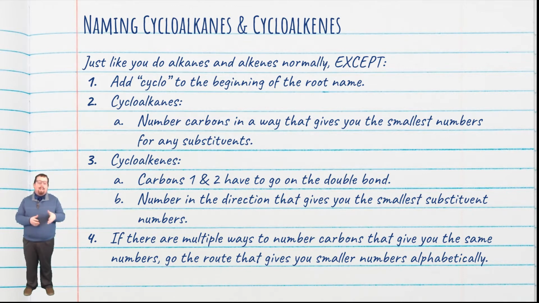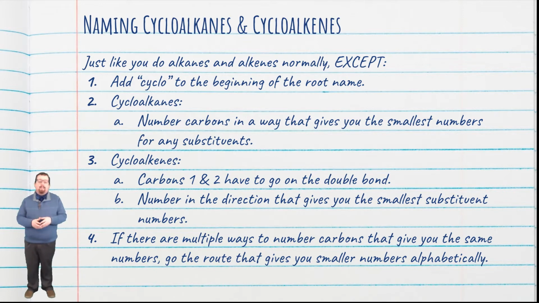For cycloalkanes, you start the numbering where there's a substituent. If there's more than one substituent, go whichever way will give you the smallest number for all of the substituents. For cycloalkenes, you have to start numbering on one of the carbons in the double bond. From there, you go to the other carbon on the double bond. Pick these 2 carbons as 1 and 2 in a way that'll give you the smallest numbers for the substituents.